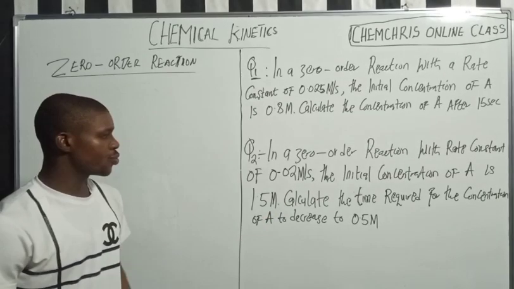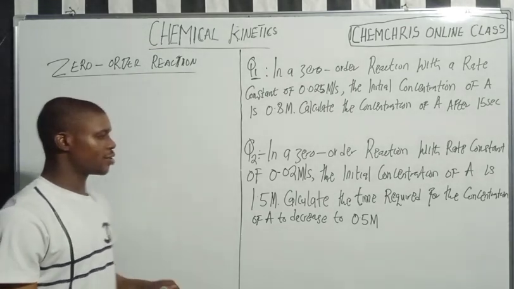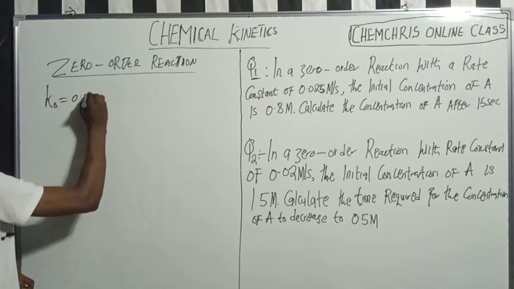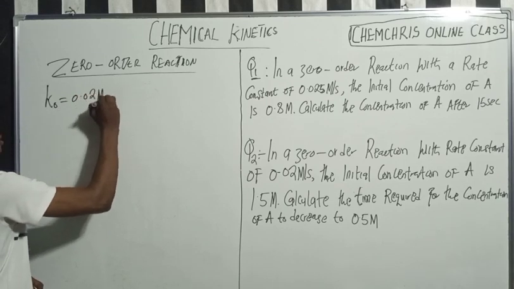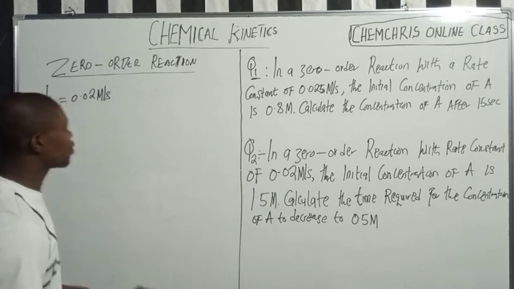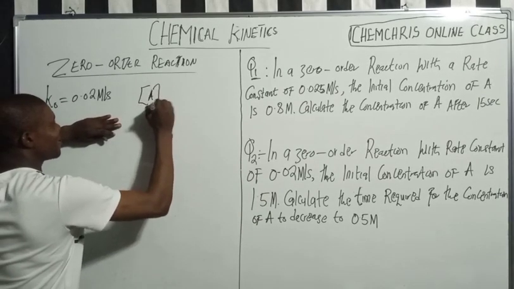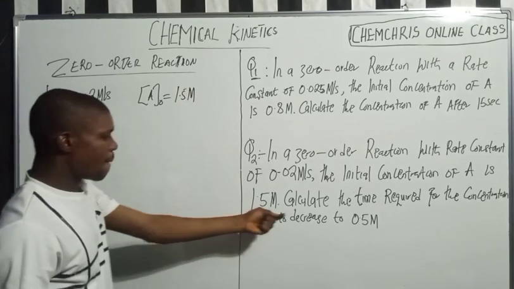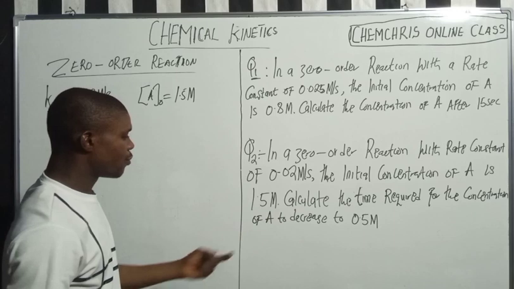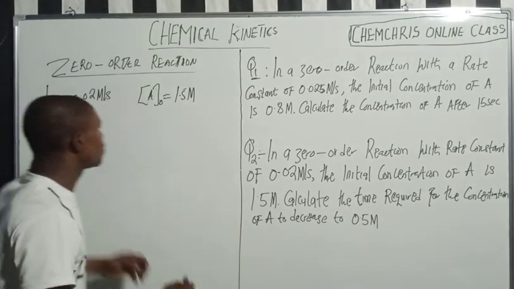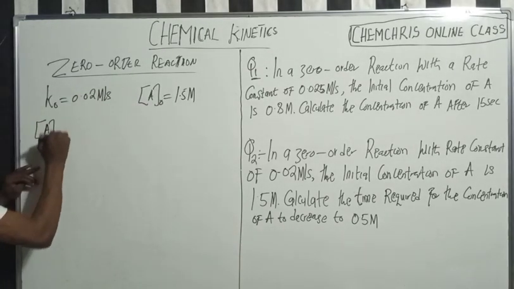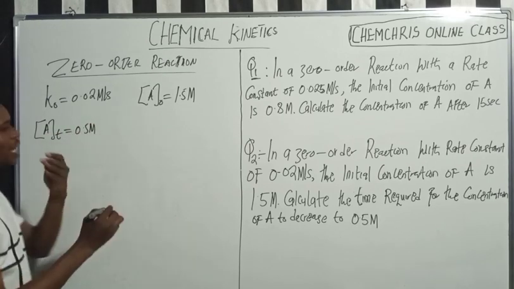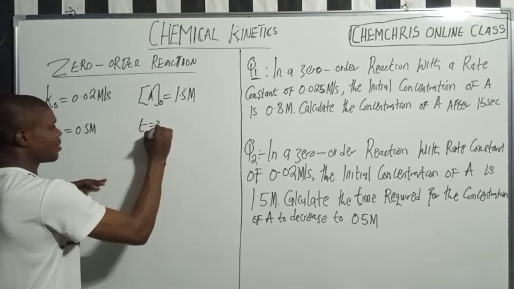So if you look at question 2, they said in a zero order reaction, the rate constant is 0.02 molarity per second. The initial concentration is 1.5 molarity. Now, calculate the time required for the concentration of A to decrease to a final concentration of 0.5 molarity. So they're asking you to calculate the time taken, right?